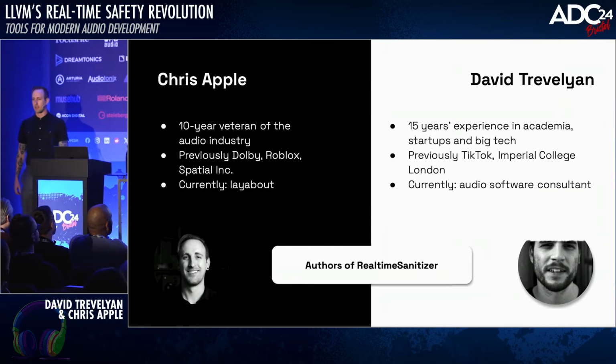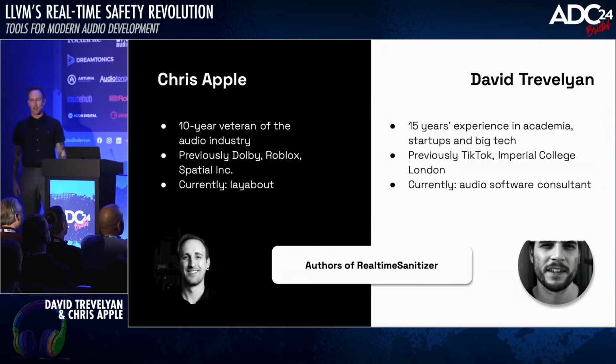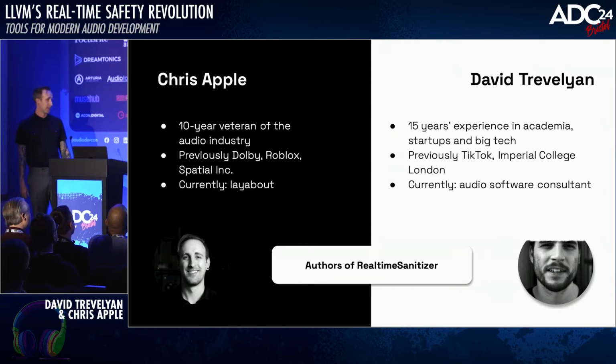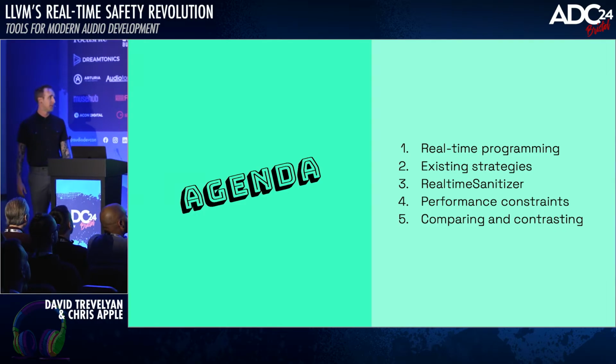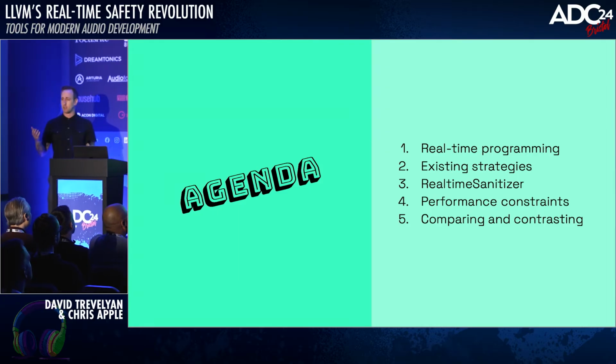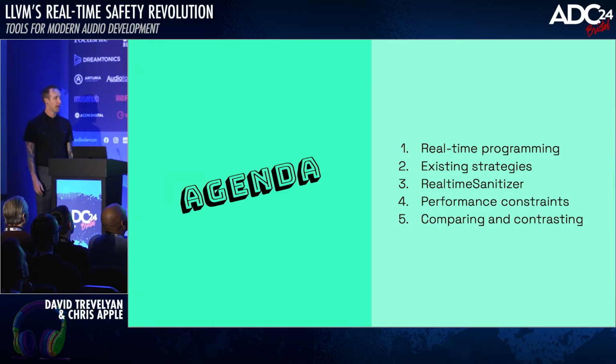What have we worked on over the last year? Well, we are two of the three authors of RealtimeSanitizer, one of the tools we're going to be presenting here today. All right, what are we going to go over? I'm going to give you the very, very high-level overview of real-time programming as well as the existing strategies to detect real-time safety issues. We're going to talk about the two stars of the show, RealtimeSanitizer and the performance constraints attributes, and then we're going to spend the back half of the talk giving you a practical view comparing and contrasting these two tools.